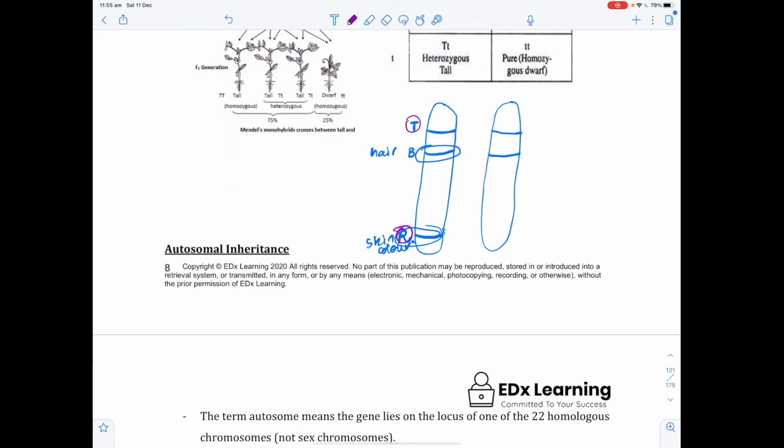Now, which two genes are more likely to be dissociated? T and R or T and B? T and R, because crossing over can happen here. It'll separate T and R. But only a breakage right there would separate T and B. The likelihood of crossing over dissociating T from R is much, much higher. Does that make sense to all of us?